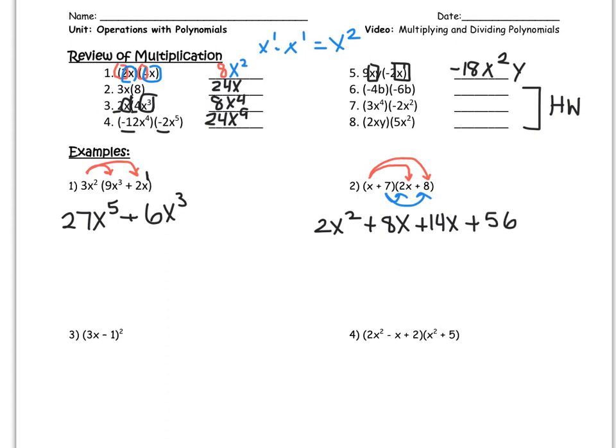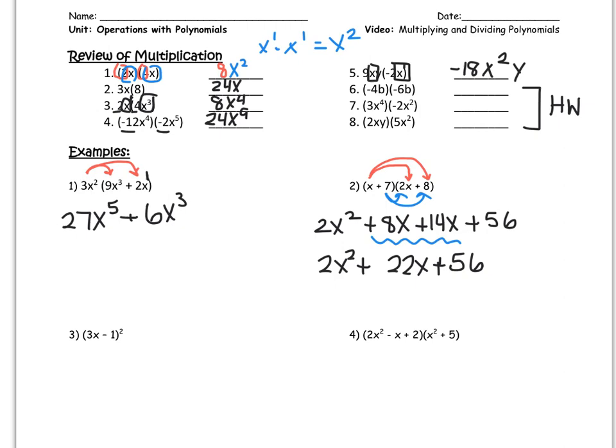And to simplify this a little bit further, I can see here that these two are like terms. So I can add 8x and 14x together, and when I add those together, I get 22x. And you just bring down my 2x squared and the positive 56. Okay?